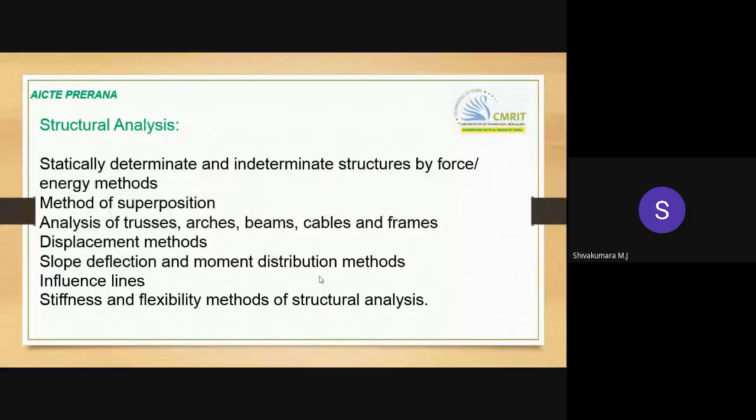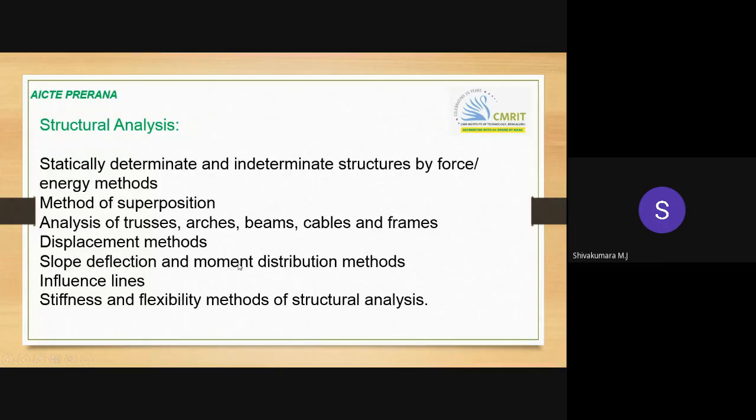And then structural analysis, both analysis of statically determinate and indeterminate structures, both subjects are included over here. So statically determinate and indeterminate structures by force or energy methods, and the method of superposition we will discuss, and analysis of trusses by method of joints and method of sections, and analysis of arches, that is three-hinged arches. We'll also discuss analysis of beams, cables, frames. All these things we'll discuss. The displacement method of analysis also we'll discuss, and analysis of indeterminate structures using the slope deflection method and moment distribution method.